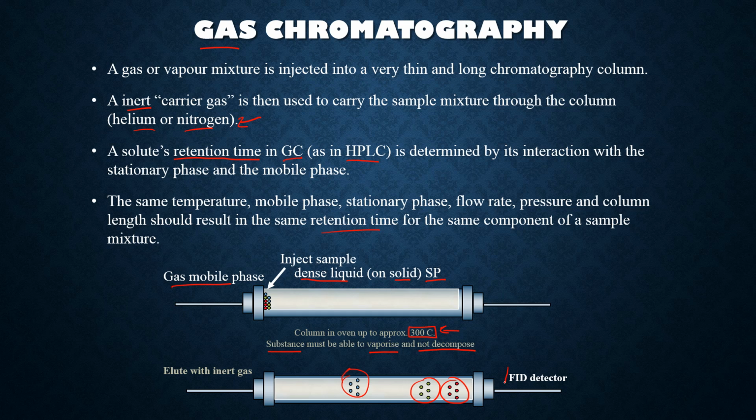Now with gas chromatography, I mentioned before about UV detection. That's actually used in HPLC. With gas chromatography, you would either use a mass spectrometer or you would use a flame ionization detector, and they're very sensitive.